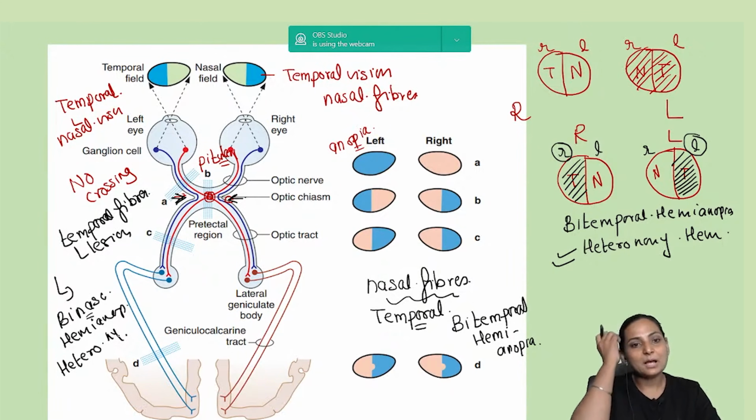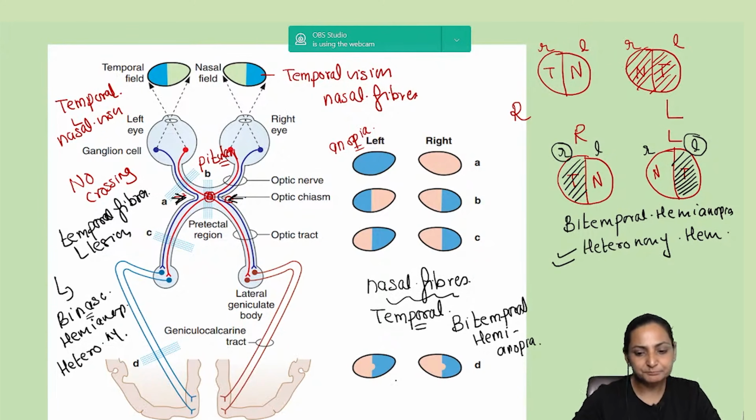So by and large, whenever there is a lesion of the optic chiasma, there is either going to be a bitemporal hemianopia or a binasal hemianopia, depending upon whether the nasal fibers or the temporal fibers are involved. But this type of hemianopia is always heteronymous. Now suppose the optic tract is involved.